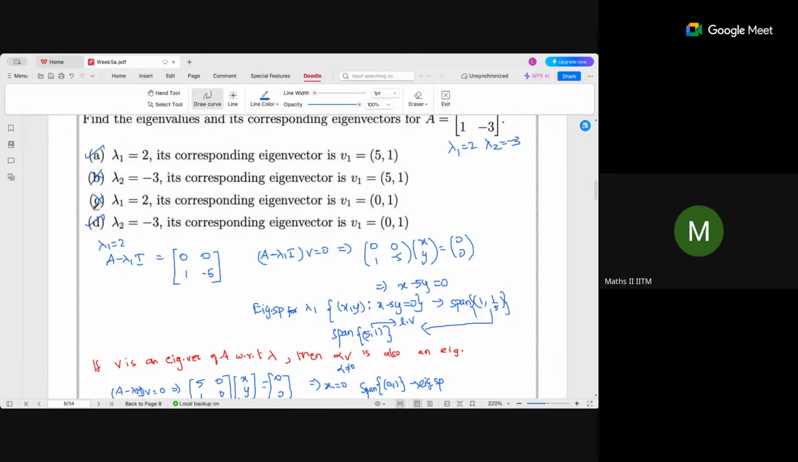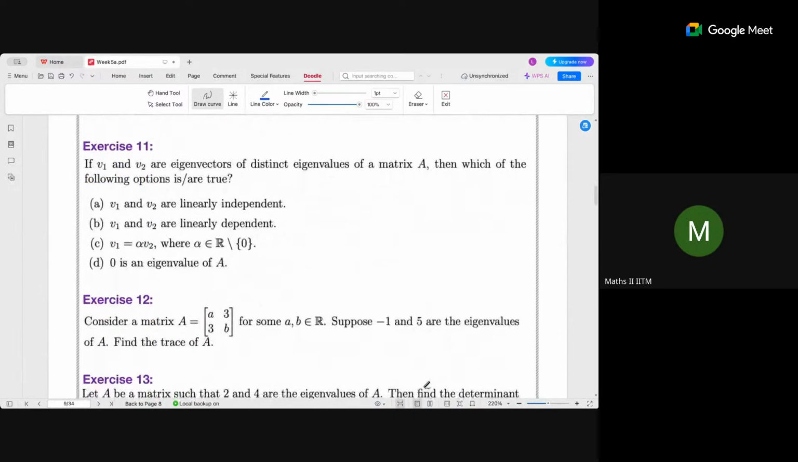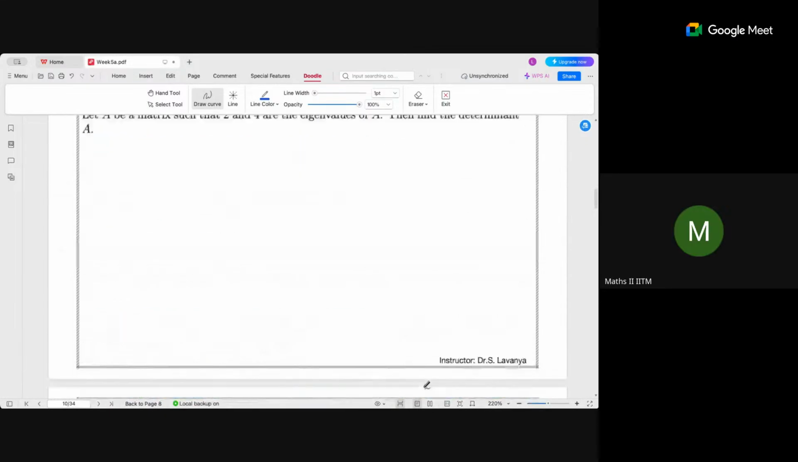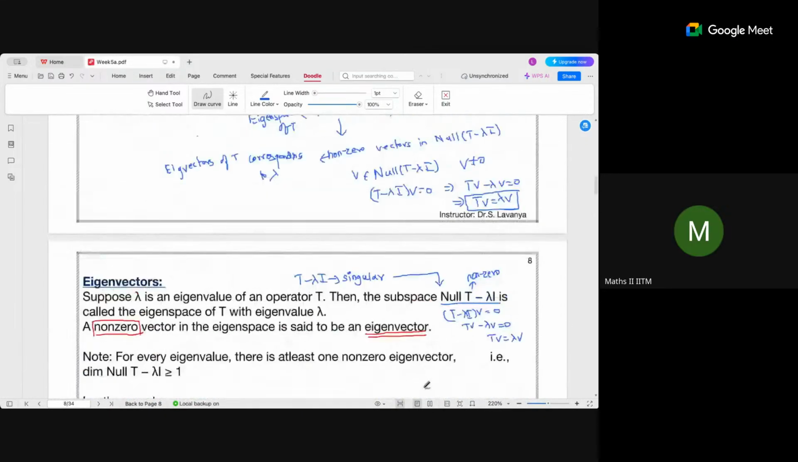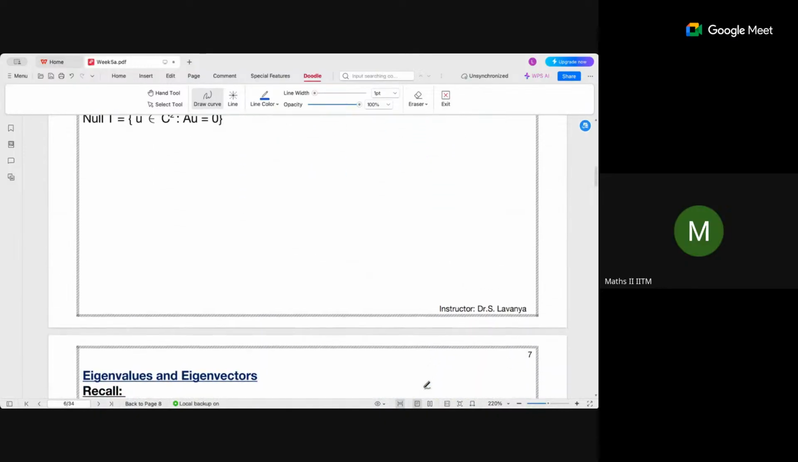Finding eigenvectors, is it clear for everyone? Yes or no? It will be more clear during the assignments; we will try more. Okay. Just for you to understand what the eigenvalue corresponding to 0 looks like, I want you to do a specific example. I will give you a very straightforward question. Try this one.